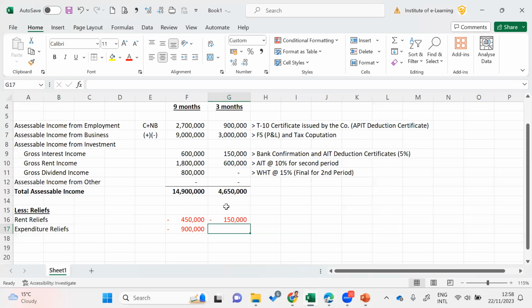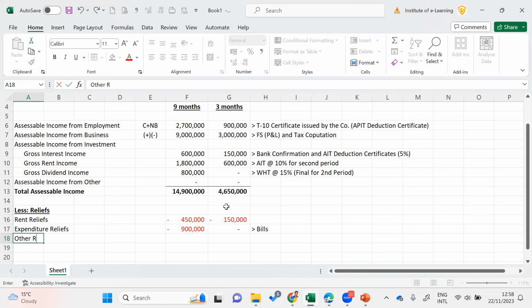Medical expenses: if you incur some medical expenses, OPD or any expenses, and you have the bill, then you can claim it. You need to have supporting documents for this. In any case, if the department requests the bills, you should be able to provide them. Then the next relief is other relief.